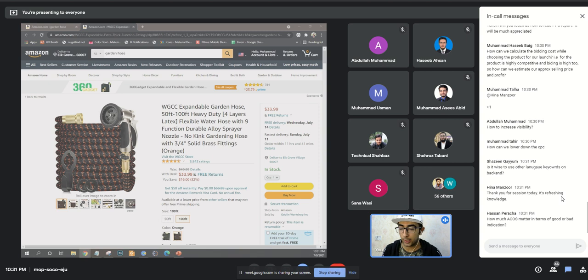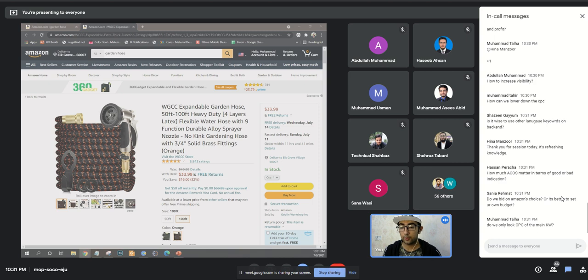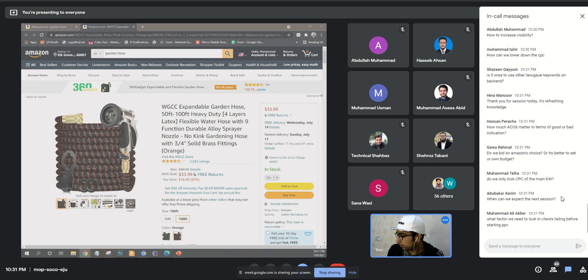Okay, how much does cost matter in terms of good or bad PPC? If it is profitable, then it is better. You have to be profitable with your PPC, otherwise it's just money being lost. We're gonna have the session end at 4:35, and then we can see how it goes.